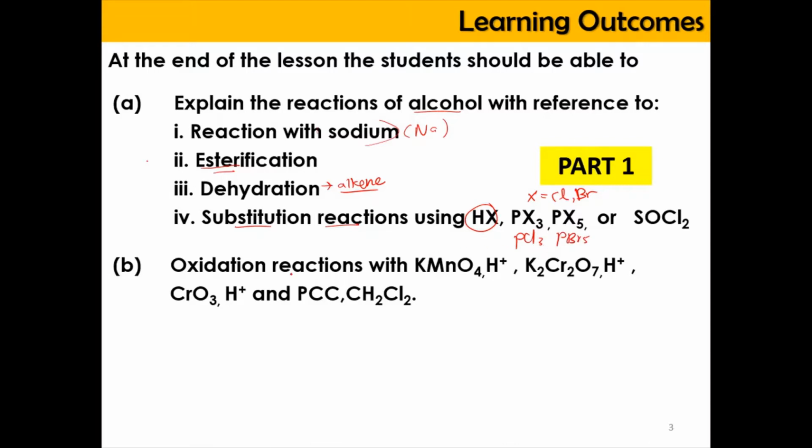Okay, and for part B, we're going to look into the oxidation reaction using potassium permanganate, sodium dichromate, potassium dichromate, chromic acid, as well as using pyridinium chlorochromate, which is a mild oxidizing agent. Other than PCC, these are known as strong oxidizing agents. Okay, so without any further ado, let us start.